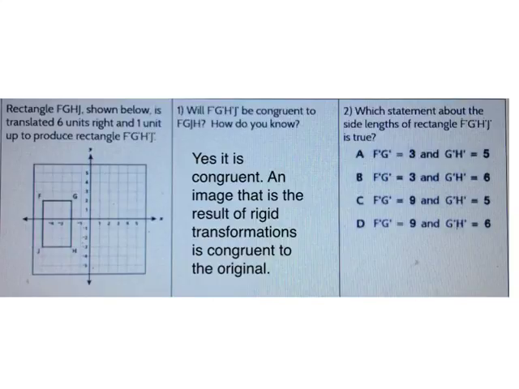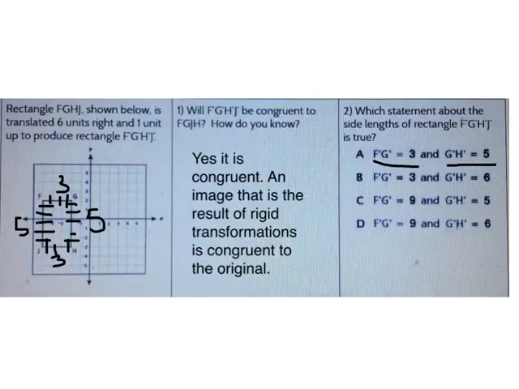So now let's look at number 2. Which statement about the side lengths of rectangle F'G'H'J' is true? The length of FG is 3, so the length of F'G' is also 3. The length of GH is 5, so the length of G'H' is also 5. A is correct. I know that B is incorrect because there are no sides with a length of 6, and I know that C and D are incorrect because there are no sides with a length of 9. So the correct answer is A.